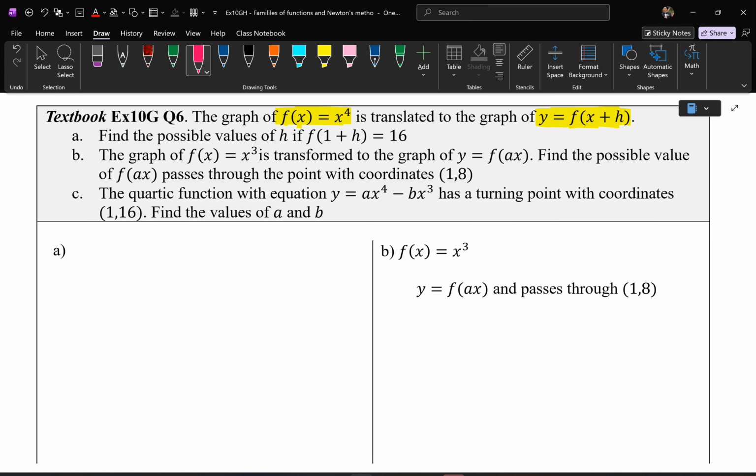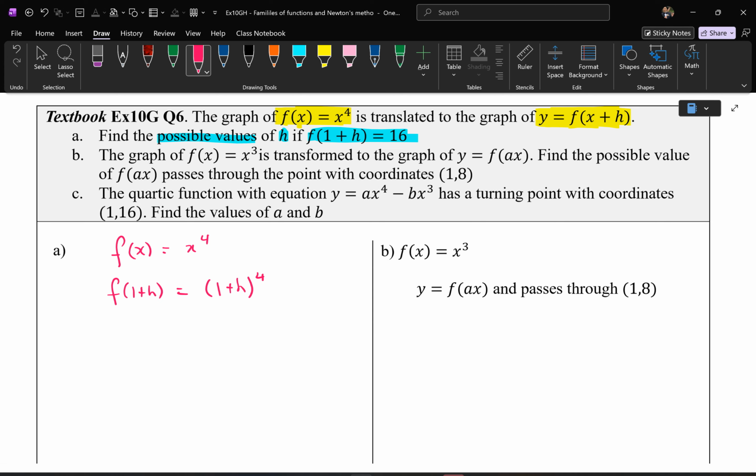Part A. Find the possible values of h if f of 1 plus h equals 16. I'd first find f of 1 plus h. It should be 1 plus h to the power of 4. Sounds scary, but all it's saying is if f of x is equal to x to the power of 4, then f of 1 plus h is just a substitution. So it becomes 1 plus h to the power of 4.